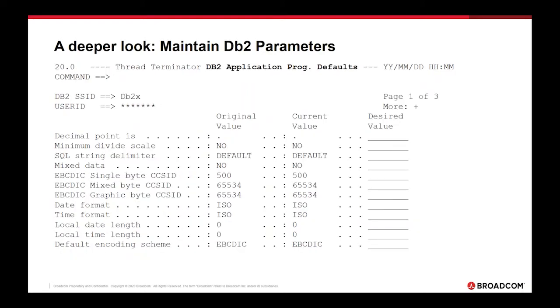As another example, we see option 13 on this slide. Now we see the mentioned DB2 application programming defaults. In this case, page 1 of 3. We can see here, as well as in the other screens, there are no big changes because it's a little DB2 demo system from us.